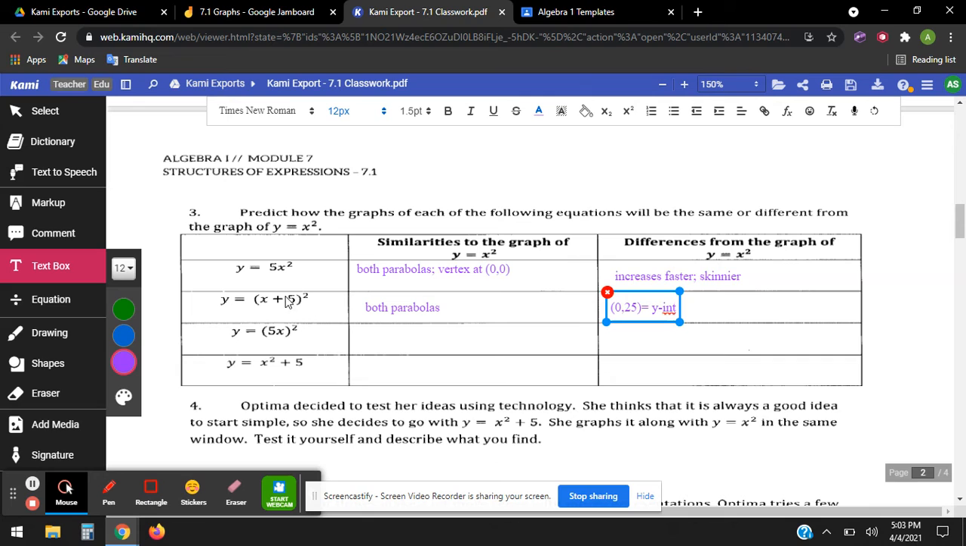Or wait, how do I get this to be a 0? That's really what I need to know, what number will get this to be a 0 so that I can see where my vertex is. Because 0 is going to be my lowest, right? Because 0 squared is going to be 0, and anything else squared is going to be bigger. So I need to know when this inside is going to equal 0.